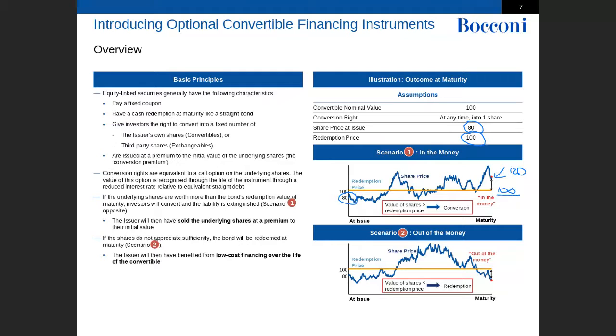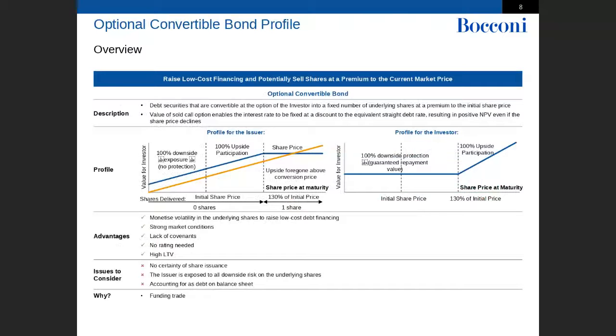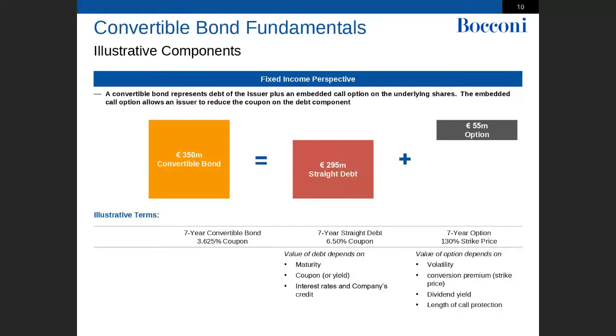And indeed here, where theoretically 100 would be a premium to market, we don't issue the shares because the investors will not exercise the call option embedded in the instrument. So when you look at a convertible, it is de facto debt plus the option, the call.